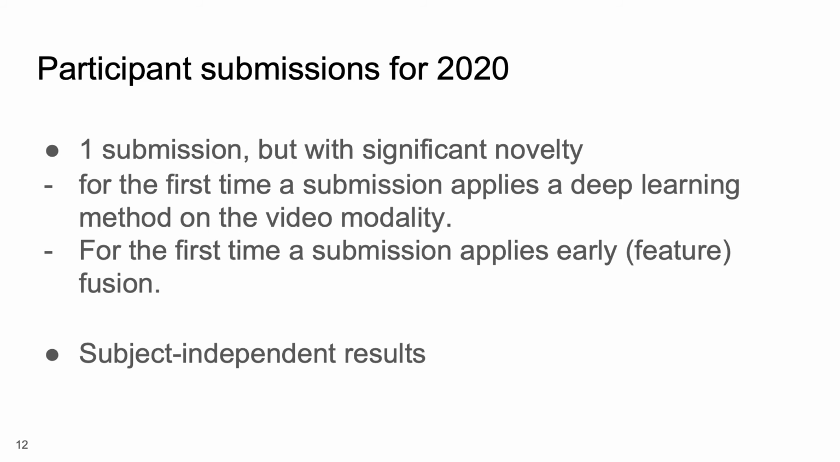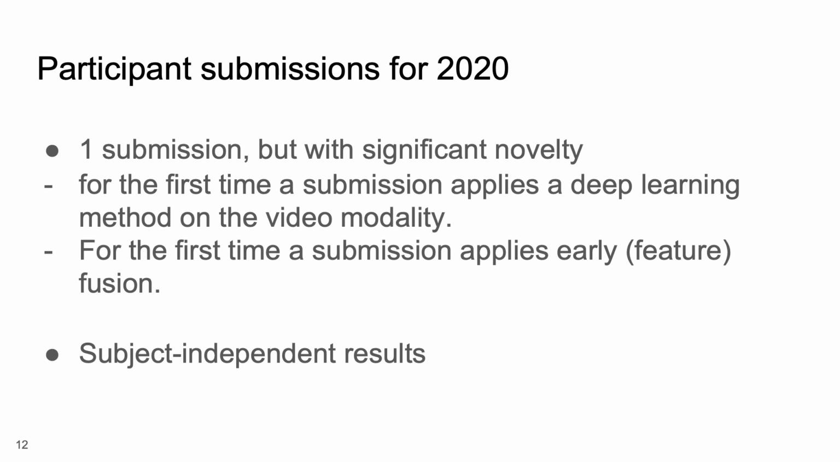So this year we have only one submission, but we are very happy that it has quite a bit of novelty with respect to previous years. In particular, for the first time, we have a submission that applies a deep learning method on the video modality. We are quite happy about that. That was something that we mentioned in previous years that we wanted to see.